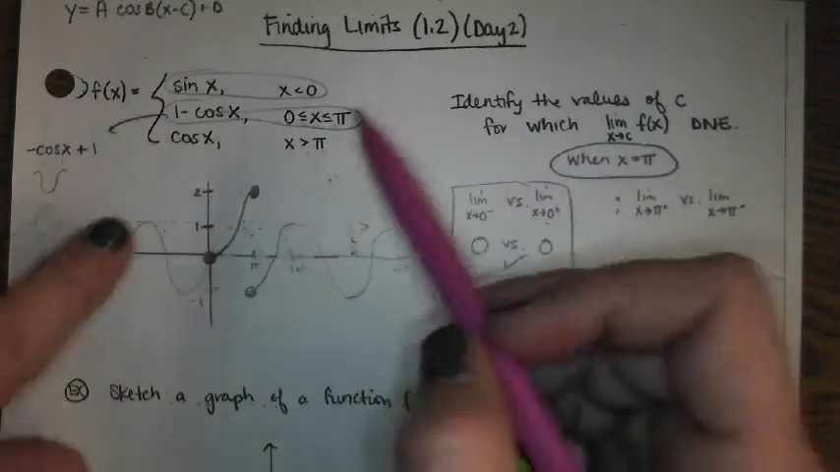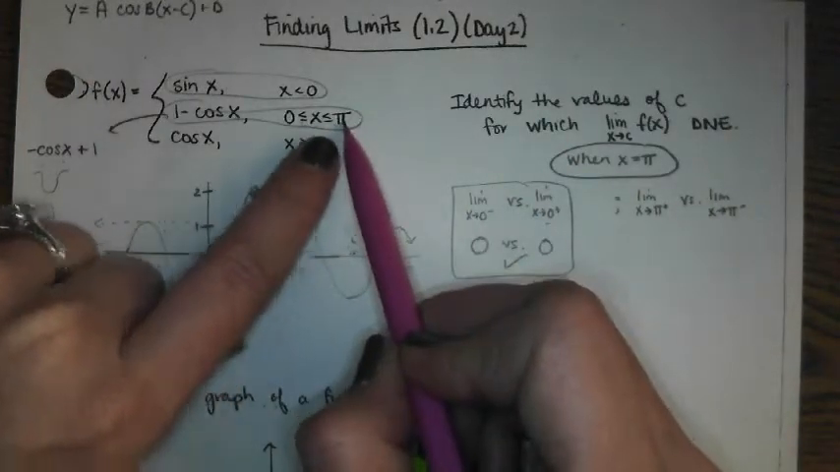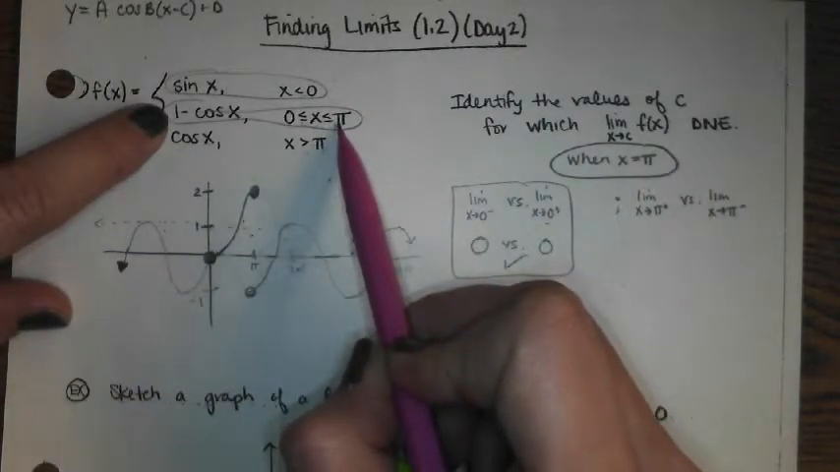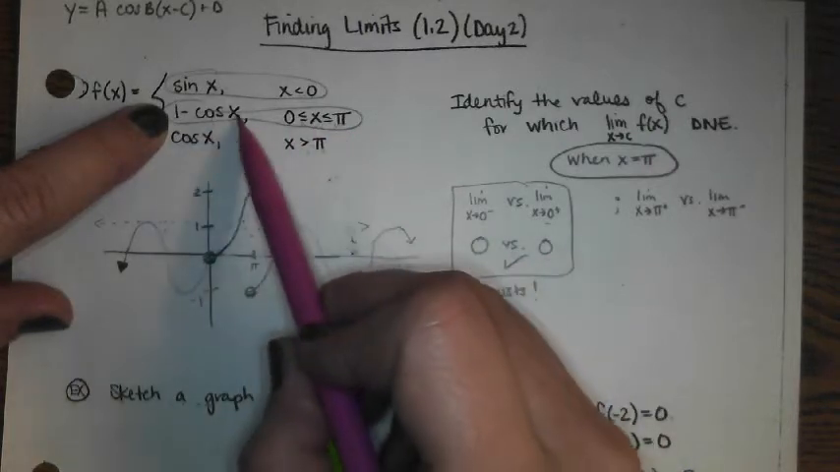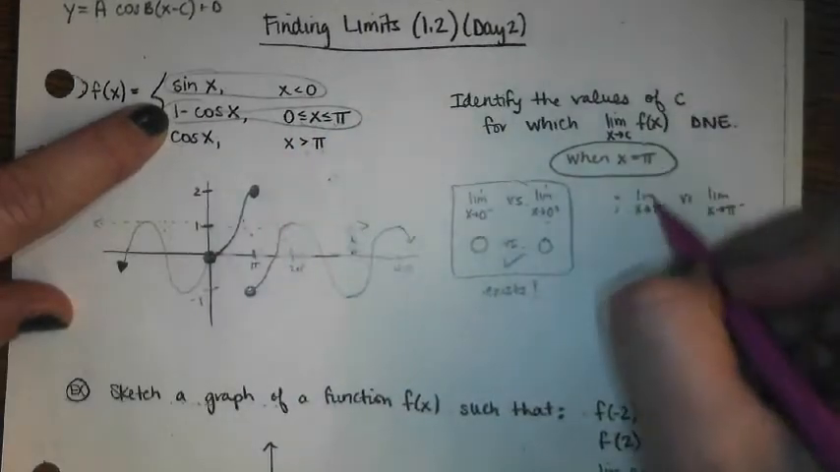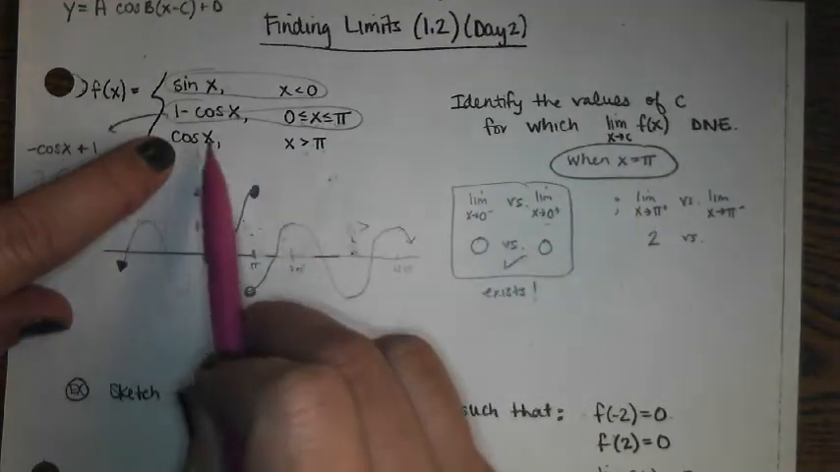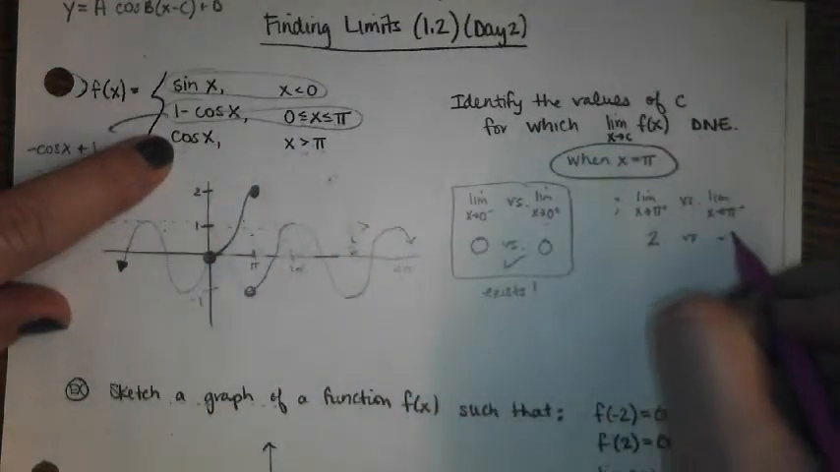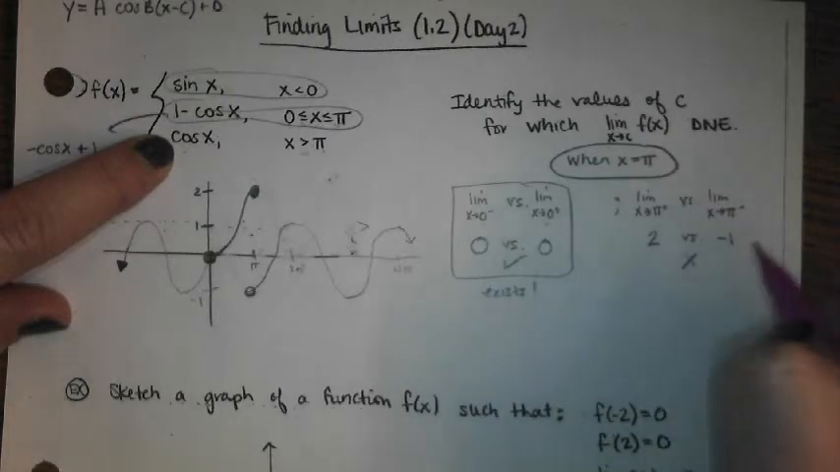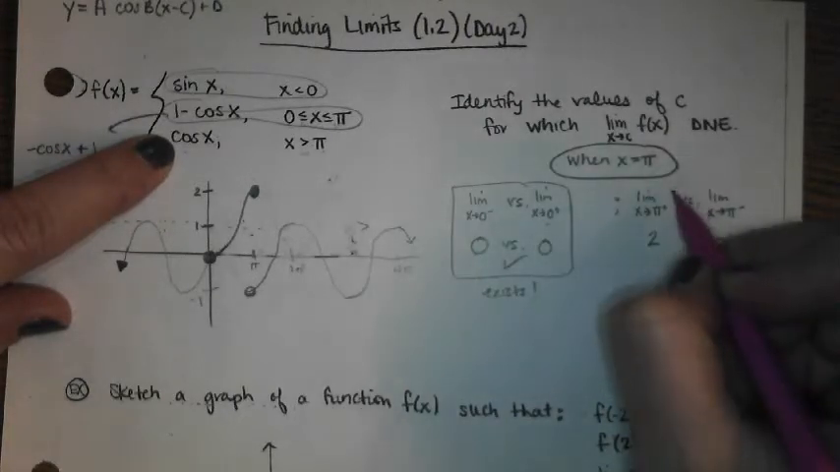If you jump to the other point of transition, pi from the left would be equation number 2. That's going to give you cosine of pi, negative 1, 1 minus negative 1 is 2, versus pi from the right, cosine of pi is negative 1. And that is not a match, so that does not exist.